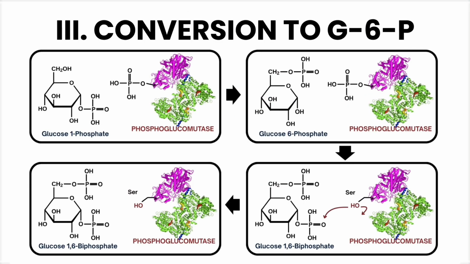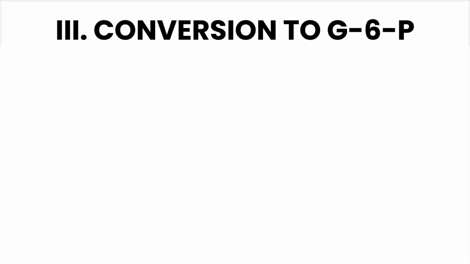Step 3. The conversion of G1P to G6P, or glucose 1-phosphate to glucose 6-phosphate. The released glucose 1-phosphate, or the G1P, is then converted into glucose 6-phosphate by the enzyme phosphoglucomutase. This involves shifting the phosphate group from carbon 1 to carbon 6, preparing it for its next destination depending on the tissue type.